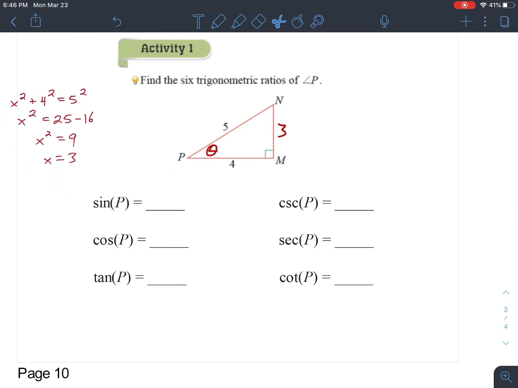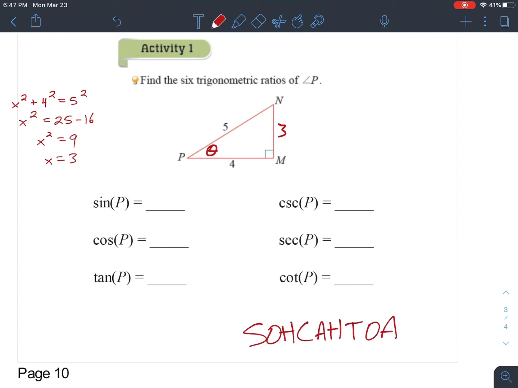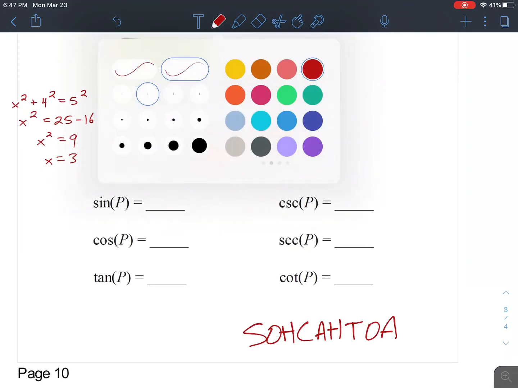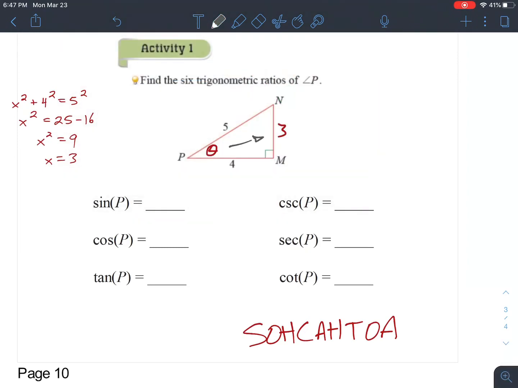Okay, now that we have that, then we're going to continue on with finding our ratios. So from SOHCAHTOA, starting with sine, we need to label our opposite, our adjacent, and our hypotenuse. So I'm noticing in this picture, theta is across from 3, so that's going to be the O. The adjacent is between the right angle and theta, so that's going to be 4. And then lastly, the hypotenuse, the easy part, is always across from the right angle, so that is going to be 5. Now we can go ahead and start labeling.